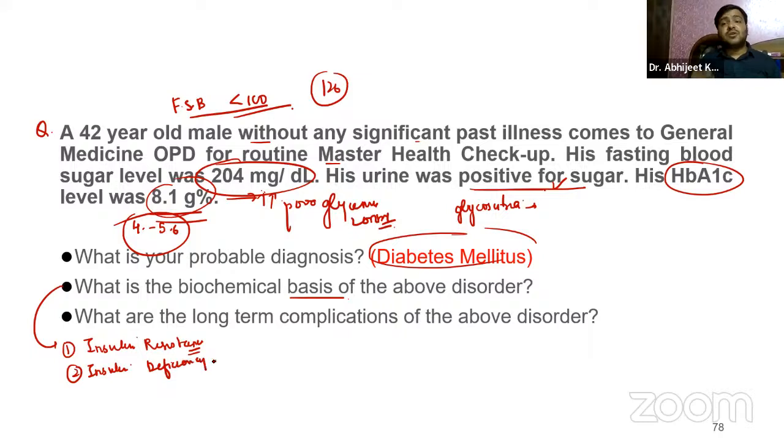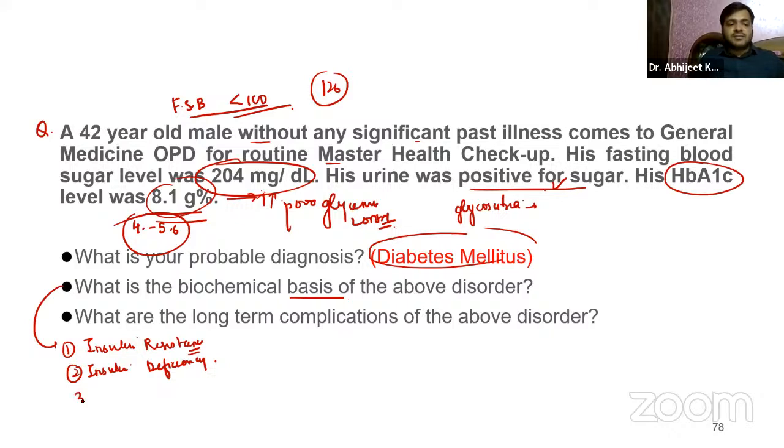The pancreas may not produce sufficient insulin due to beta cell dysfunction. You already know which cells of the pancreas produce insulin, that is the beta cells. And if there is any beta cell dysfunction, guys, it will automatically lead to diabetes.